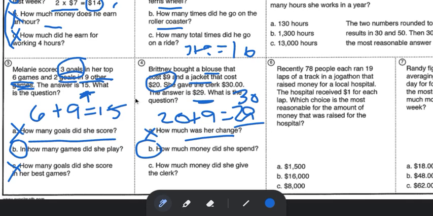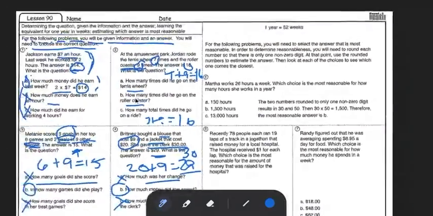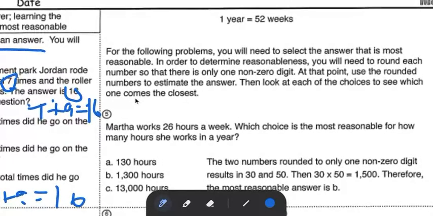How much money did she give the clerk? Well, we already know that she gave the clerk $30, not $29. So that's incorrect. All right, let's move on over to here. And we're going to be looking at this part up at the top.